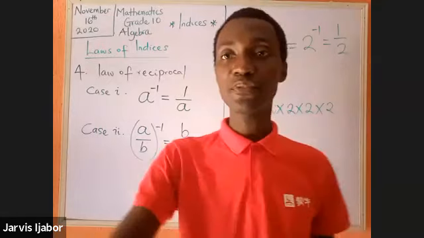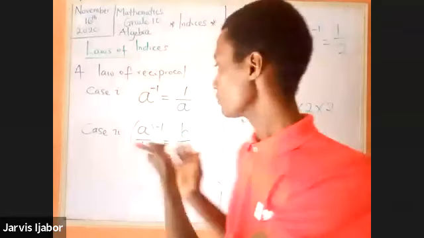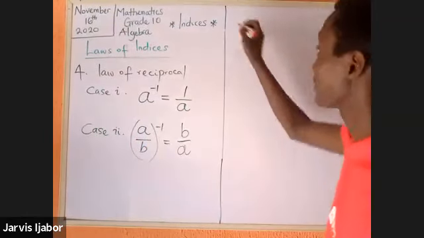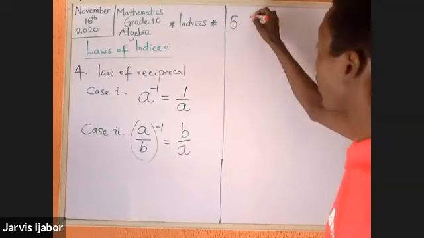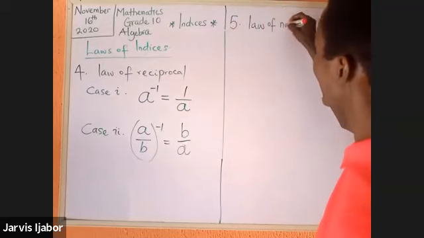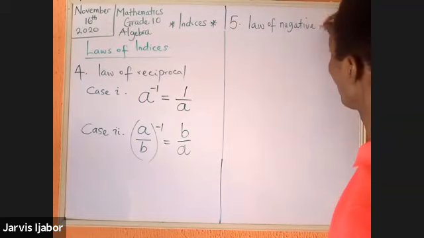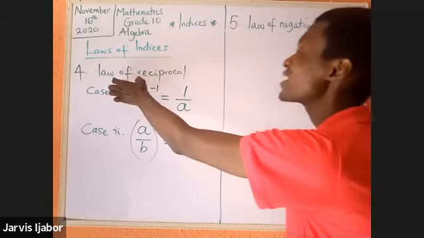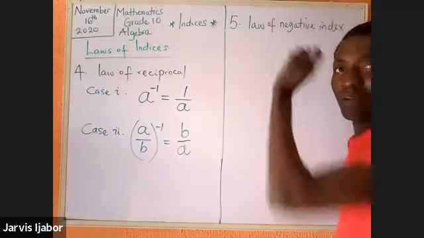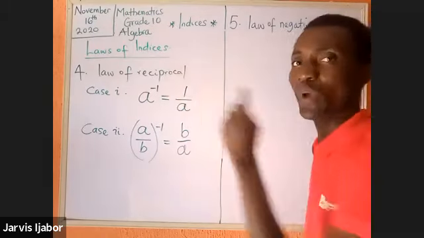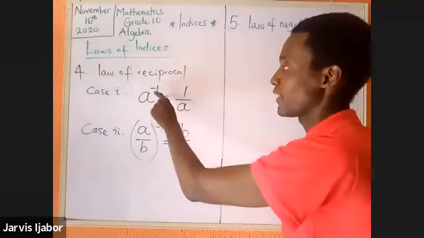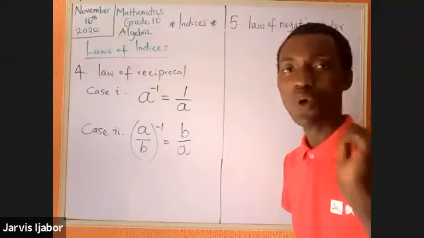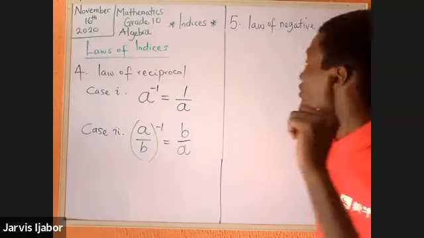So let's go to number 5. Number 5 is more like an extension on number 4. In number 5, we call it the law of negative index. Now, let me also shock you that the law of reciprocal is also under the law of negative index. But in the case of reciprocal, we are considering that the index is negative 1. Now, when the index is negative 1, what do you do? Take note of this also.